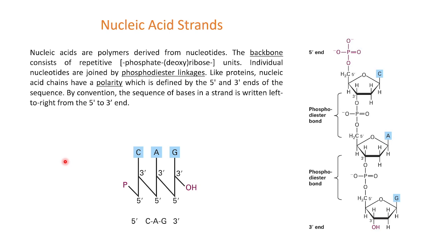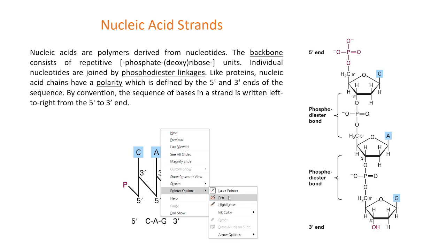Like proteins, nucleic acid chains have a polarity which is defined by the 5' and 3' ends of the sequence. By convention, the sequence of bases in a strand is written from left to right, that is, from the 5' to the 3' end. So what does it mean?